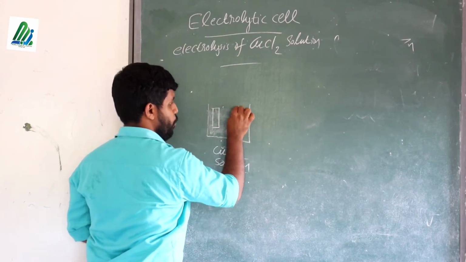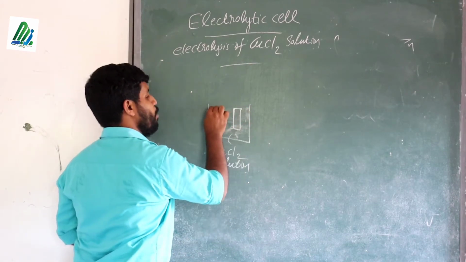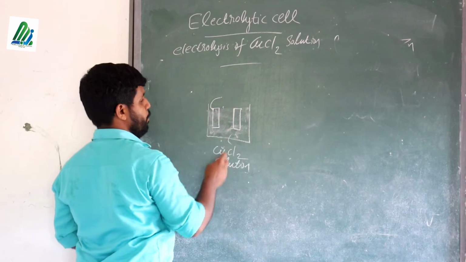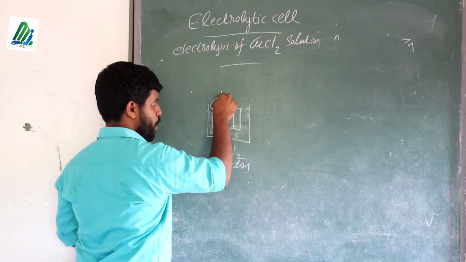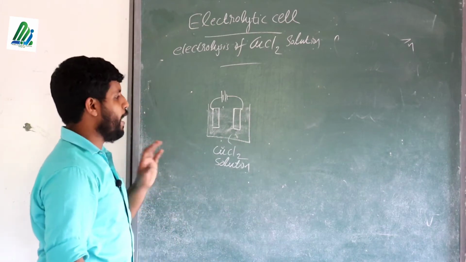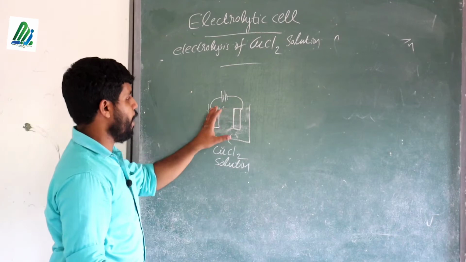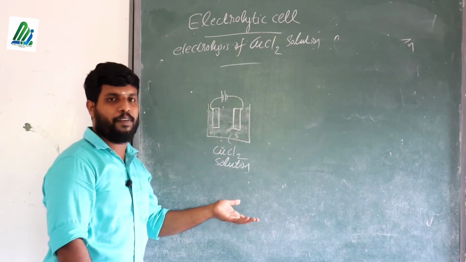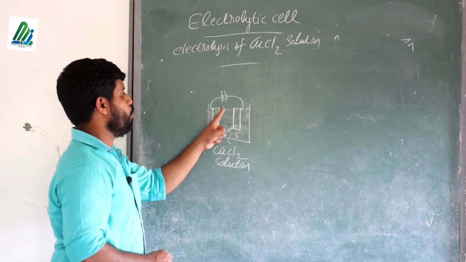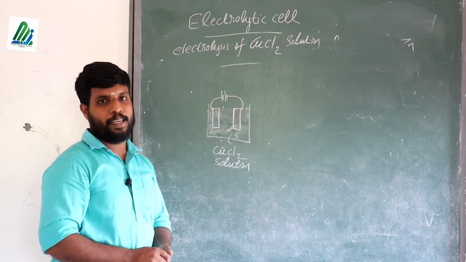Instead of graphite you can use platinum also for this purpose. The two electrodes are connected with a conducting wire and also connected to a battery. This is the arrangement: a beaker containing cupric chloride solution and two graphite or platinum electrodes, connected to a battery using a connecting wire.